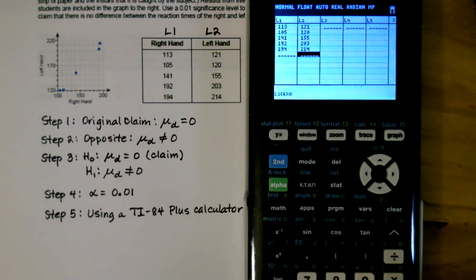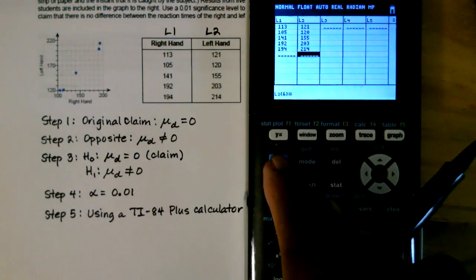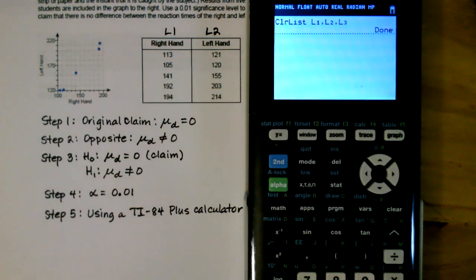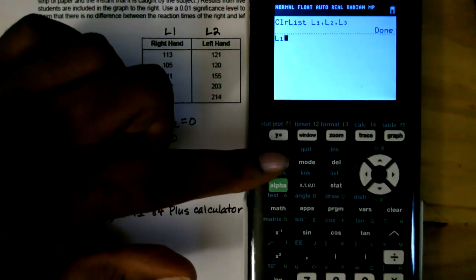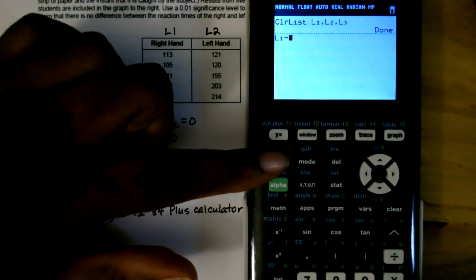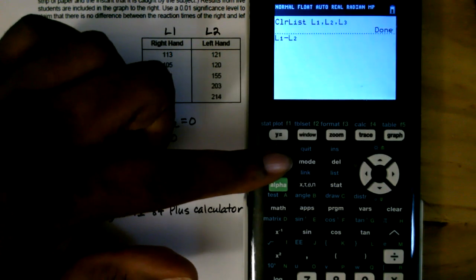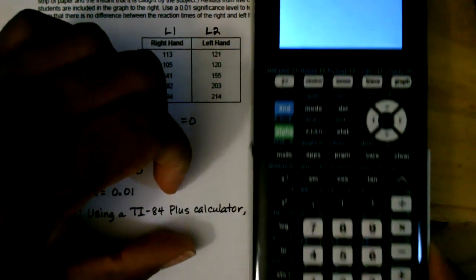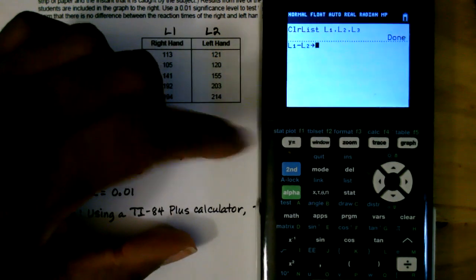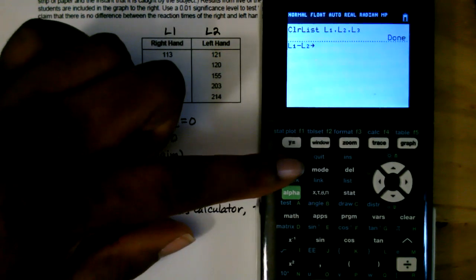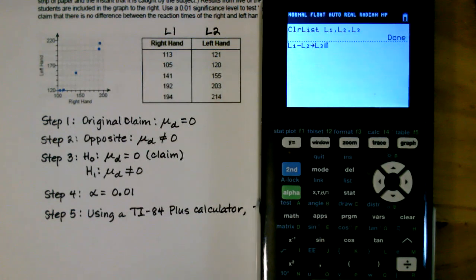All right. Now I need L3. So here to get L3, I'm going to do second in mode to go back to the home screen. This is what I'm going to do here. I have to do second L1 and then minus second L2. And then press the button that says STO to store my differences for L1 and L2 into L3. So second and number 3.